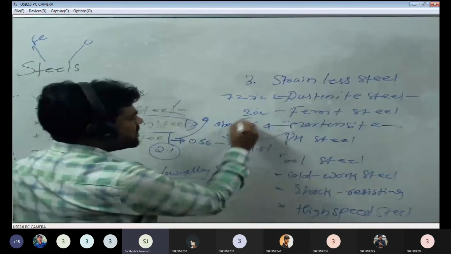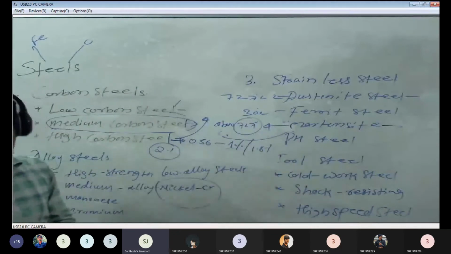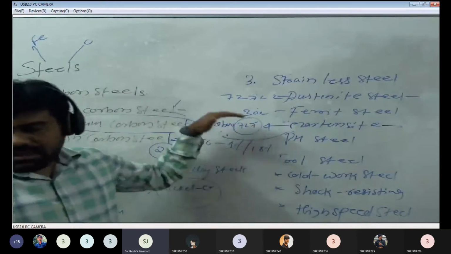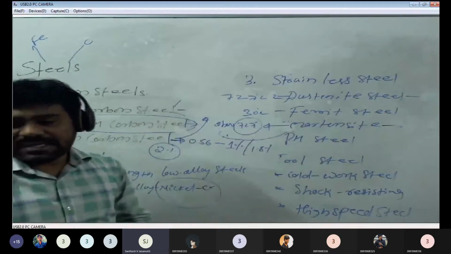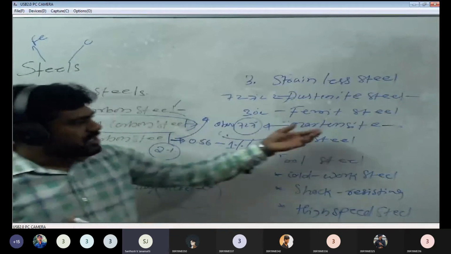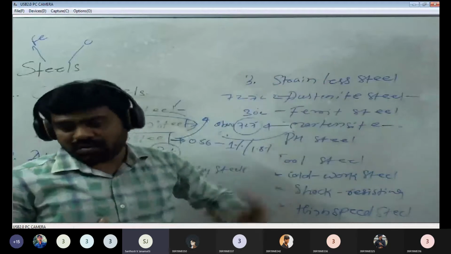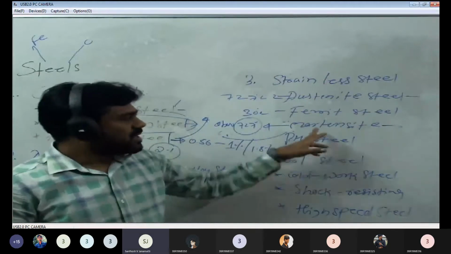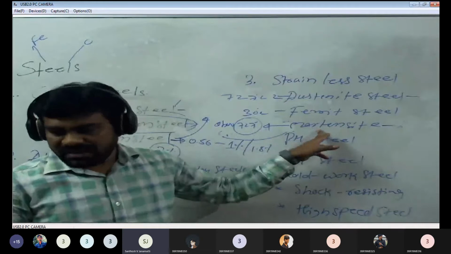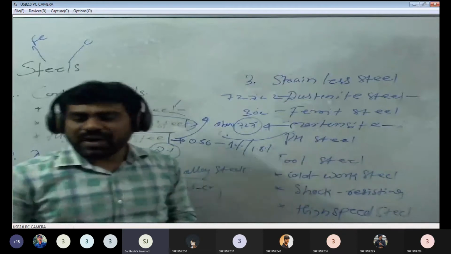Above 727 degrees Celsius, we are heating these kinds of steels. Above 727 degrees Celsius, we can call it the recrystallization temperature. We are heating that particular steel above the recrystallization temperature, and then we cool it in water only. Also, we can call it quench steel. Martensite steel is called a quench steel.